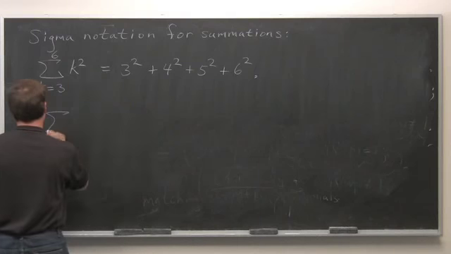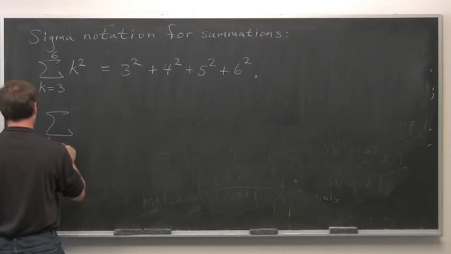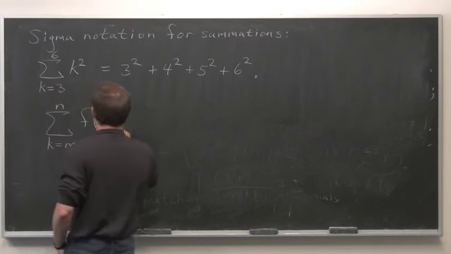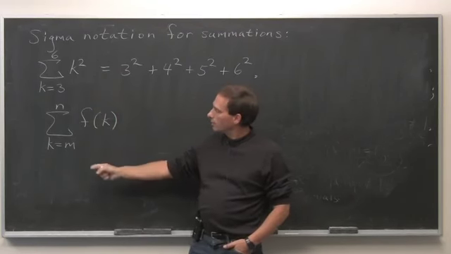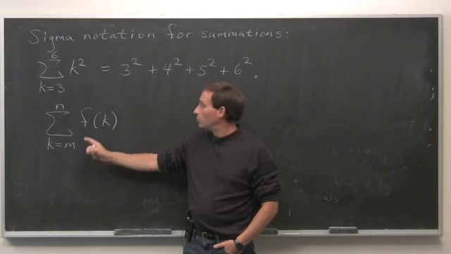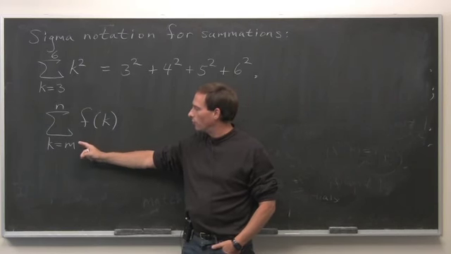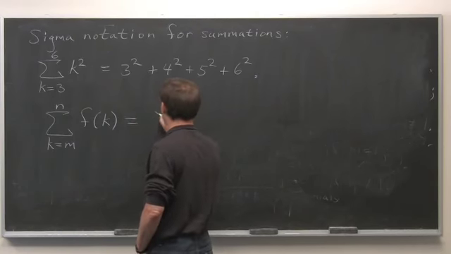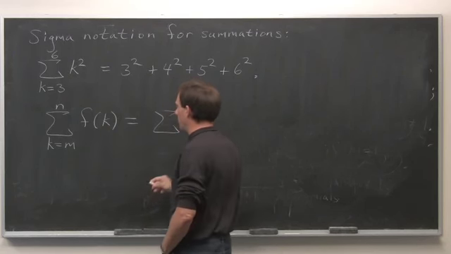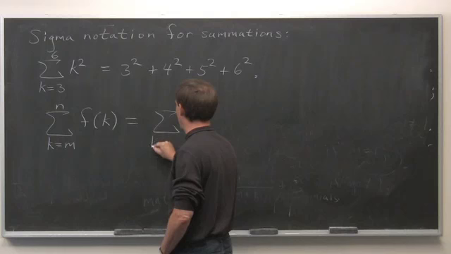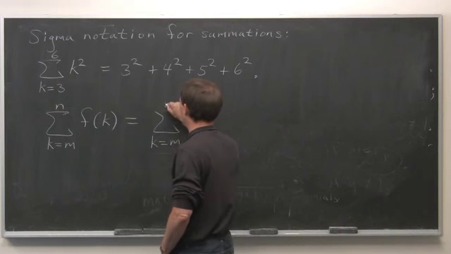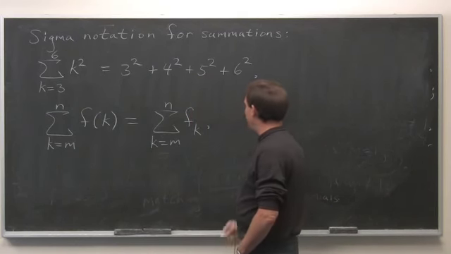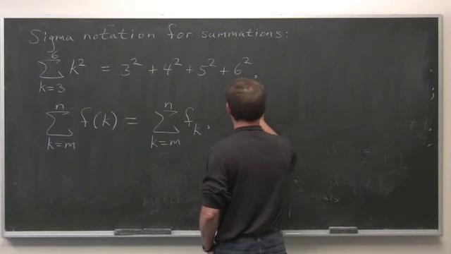More generally, you write the sum as k goes from m to n of f of k, where f is some function of k whose domain includes the integer interval from m to n. In this context of summations, we frequently subscript by the k. Instead of writing f of k, we write f sub k. This is very standard, and I'll use this all the time. The k here is called the index of summation.